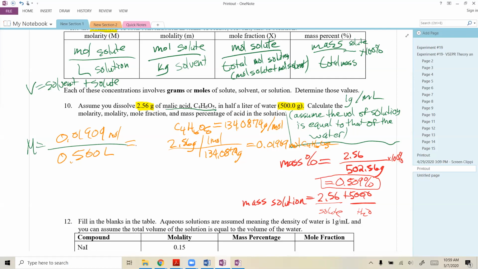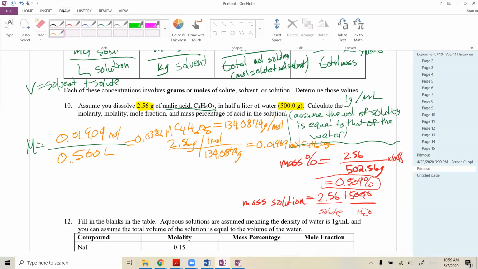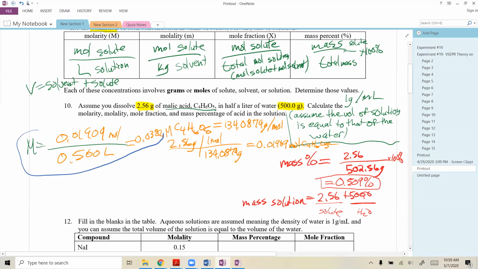And so what value do you guys get for your molarity? 0.0382. And if we want to use the symbol for molarity, it's going to be that capital M. Now, because we have molarity and we have molality, be careful about your M's. Make sure that you make your molarity one capital because your molality is going to be a lowercase. So you just want to be careful with that part.